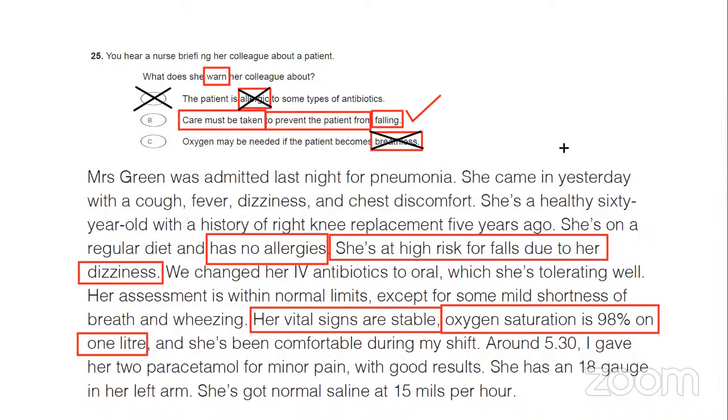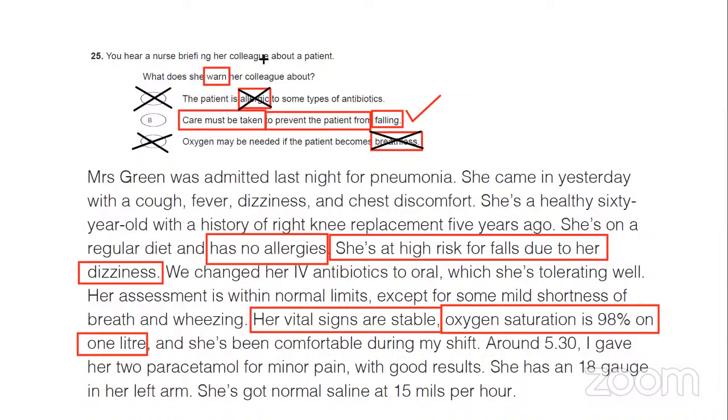She cannot become breathless because her oxygen saturation is 98% on 1 liter, and the vital signs are stable. So C is also ruled out. So why am I telling you this deductive method? Because sometimes you will miss this particular sentence. So you should not miss this sentence.